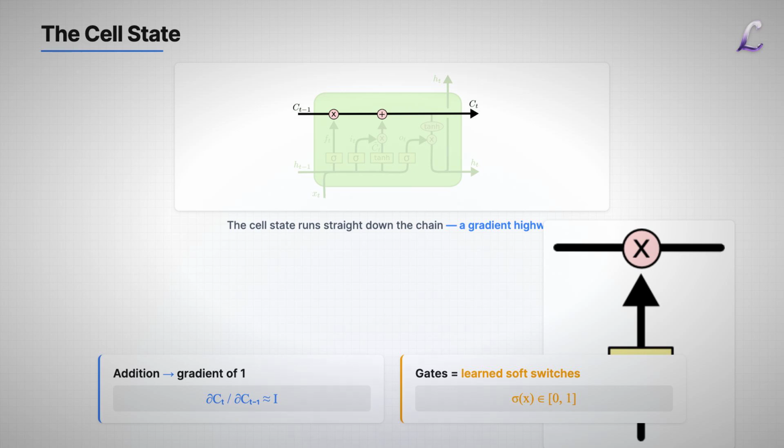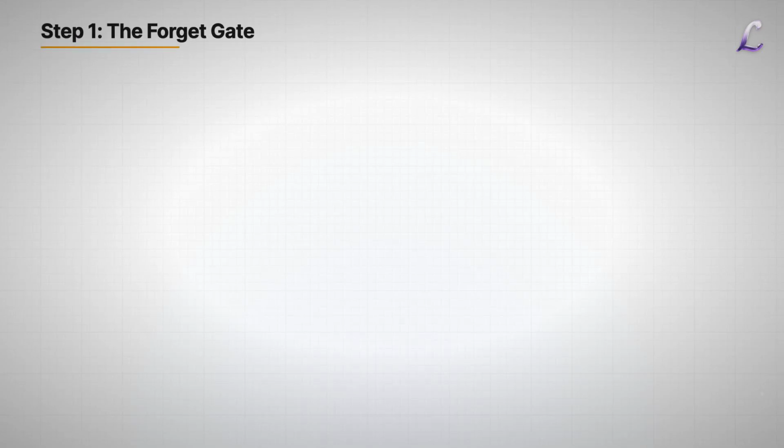The gates, these sigmoid-based mechanisms, are what control the traffic on this highway. A sigmoid output of 0 completely blocks information. An output of 1 lets everything through. They're learned, differentiable binary switches that determine what gets written to memory, what gets erased, and what gets read out. Let's walk through each gate.